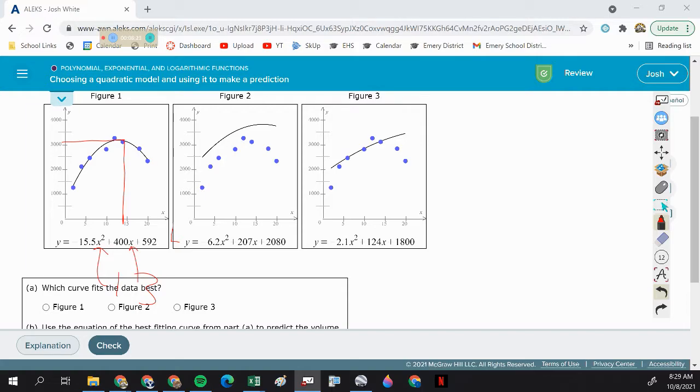So if I pull out my calculator, negative 15.5 times 13 squared plus 400 times 13 plus 592, and I get 3172.5. Do we expect the plant to be exactly that big? No. That's our best guess, but it probably won't be exactly, but it should be pretty close because that curve that we picked fits those points quite well.